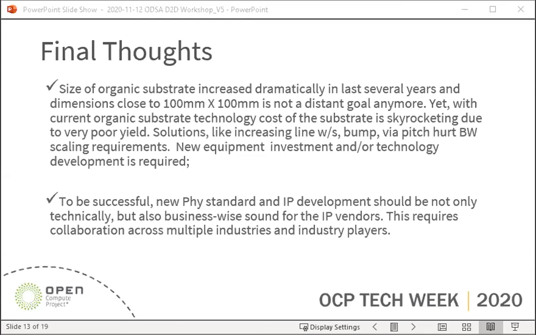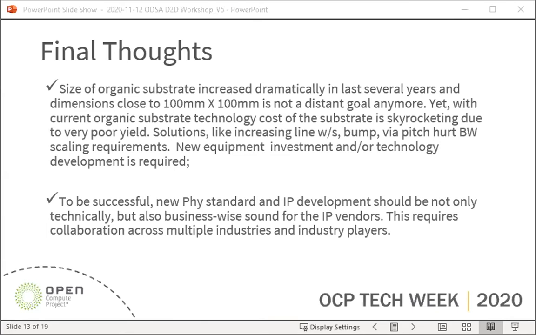You can use brute force solutions like increasing line width and space, bump dimensions and via pitches, as well as via dimensions. In reality, they hurt bandwidth scaling requirements. And I believe new equipment investment and new technology development is required. And we do see some movement in this direction.